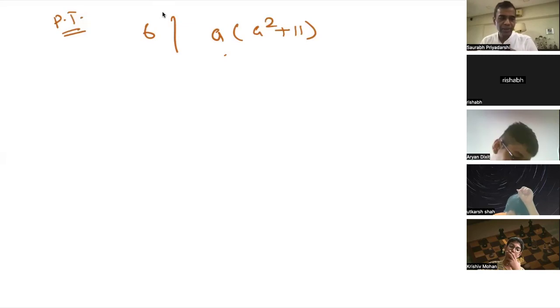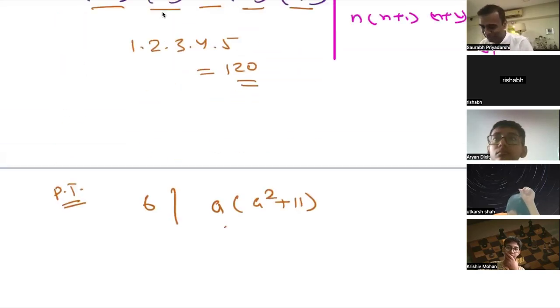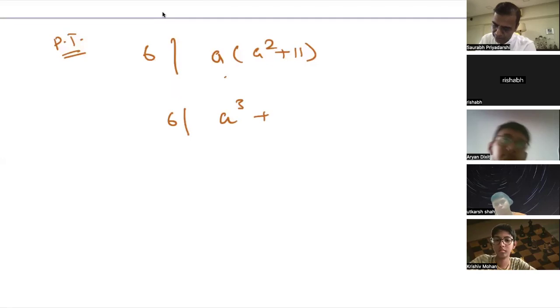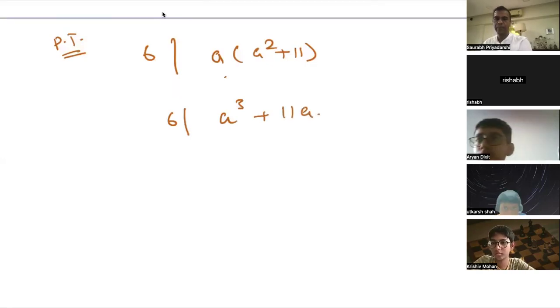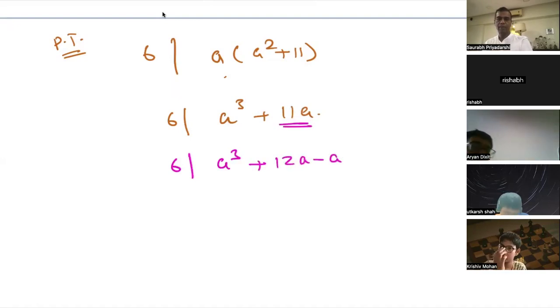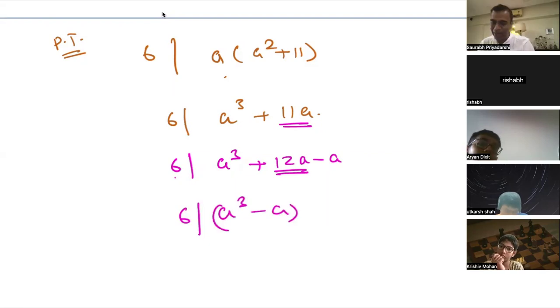See, what I'm saying, this is the same question that we have done in the previous one. How is this the same question? See, when we have to say the divisibility, this is 6 divides a cube plus 11a. Is this okay? Or can I write this as 6 divides a cube plus 12a minus a? Is this okay, everyone? This 11a, I'm writing 12a minus a, but 12a is divisible by 6. So I only have to prove 6 divides a cube minus a.